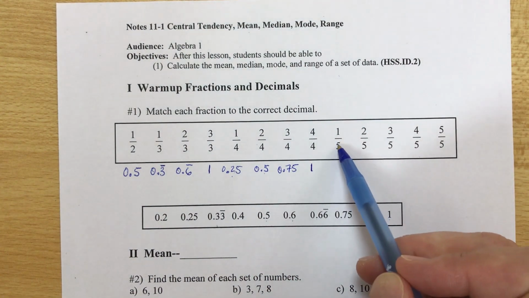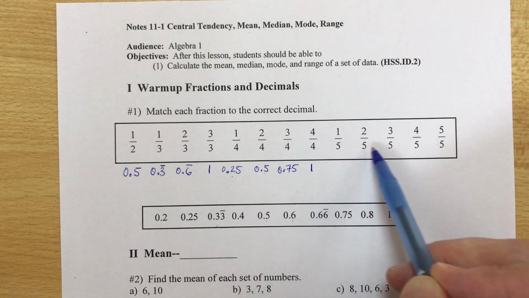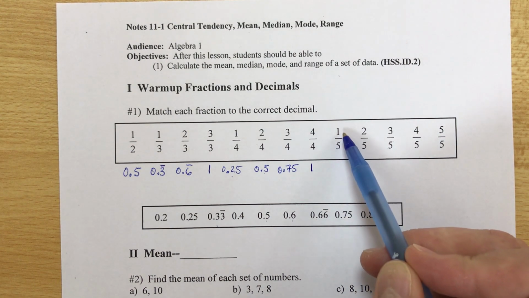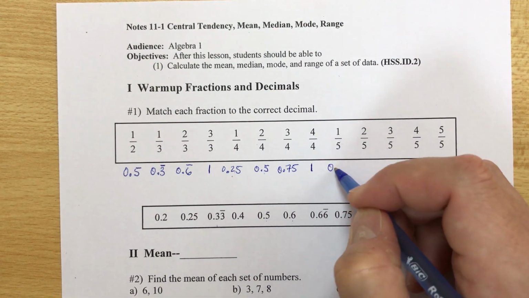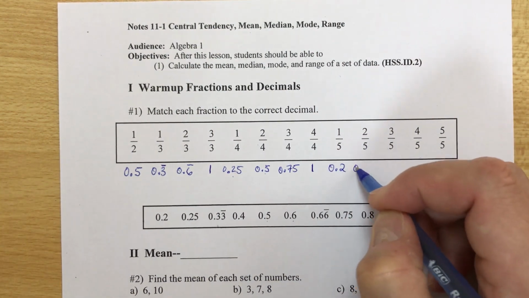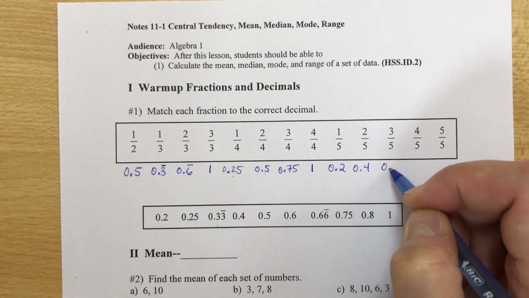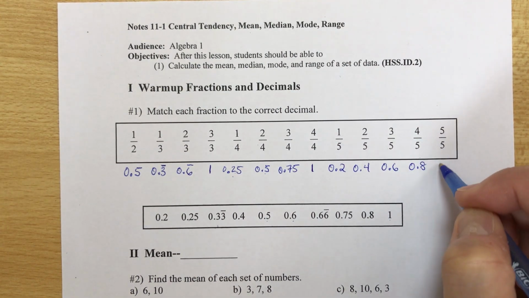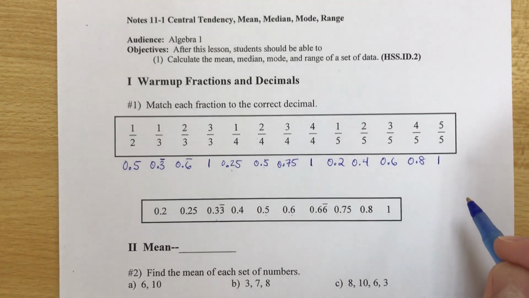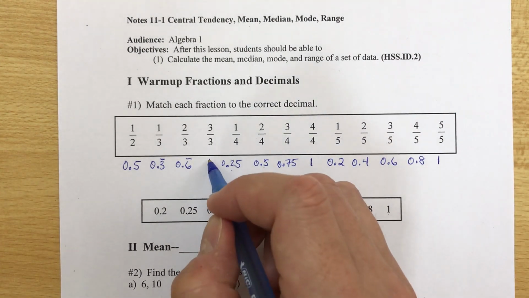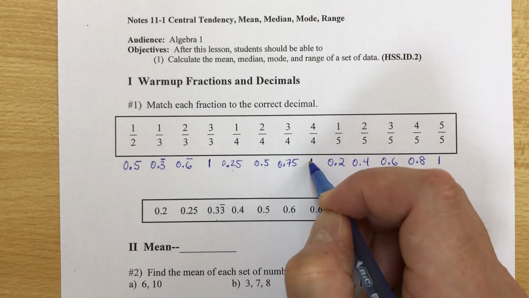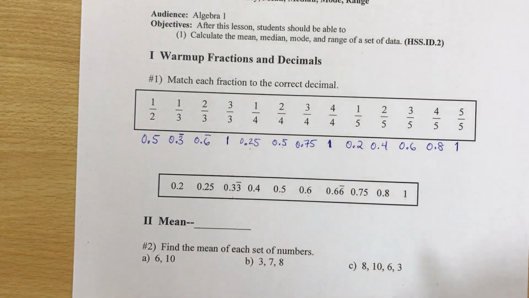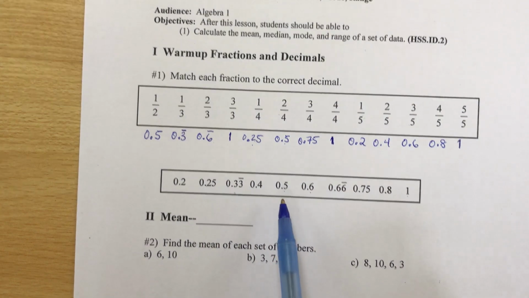Okay, 1/5. So now if the denominator is 5, these are all 0.2s, 2/10. 1/5 is 0.2, and then 0.4, 0.6, 0.8, and again, a number divided by itself is always 1. And sometimes I'll write my ones with a little tail like that. Okay, so that's just a review of fractions and decimals.